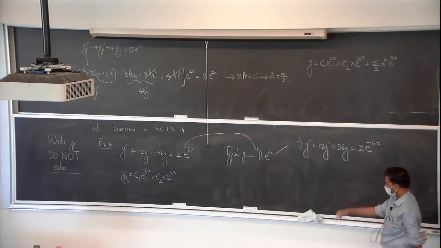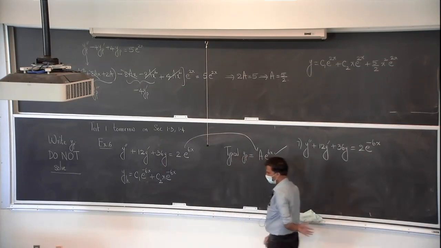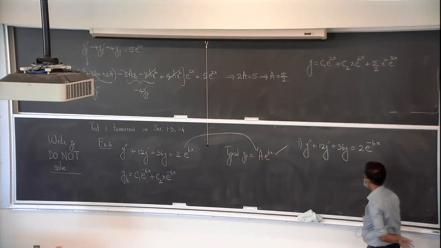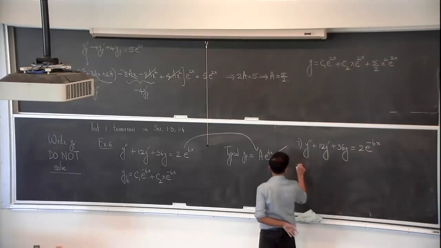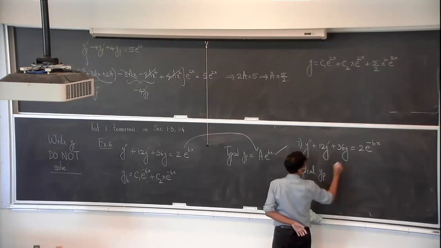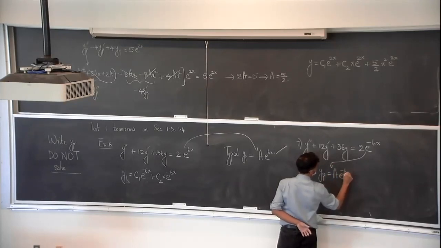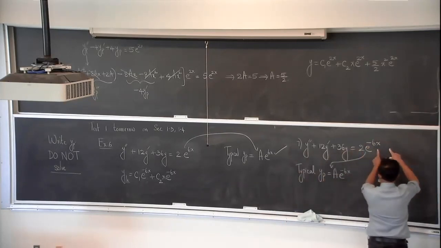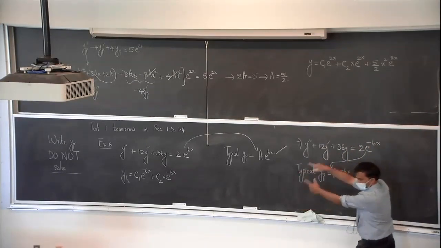So don't redo the YH. Okay, that's still there. The guess YP should be based on this one, and then you compare with the homogeneous solution. Okay.